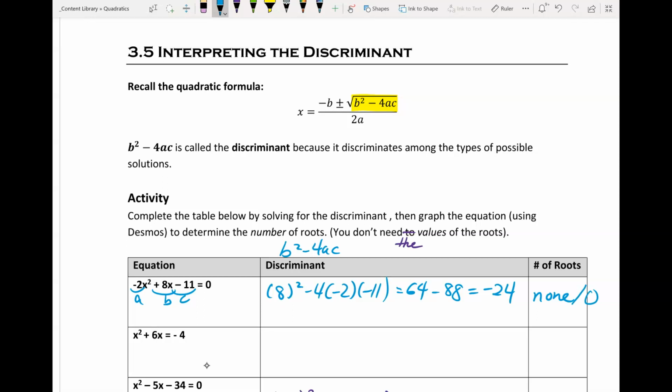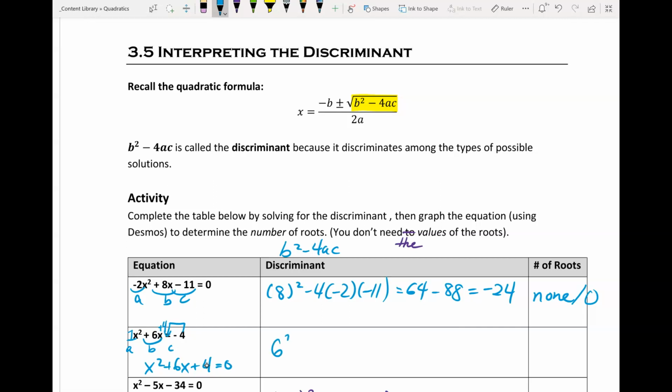Let's do the other one together. We don't have a number in front of here, but there's an invisible one, so that is your a. Your b is going to be positive 6, and then we need to move this negative 4 to the other side. So it becomes positive 4, and that will be your c. So if you want to rewrite this, it's going to look like x squared plus 6x plus 4. Okay, so your a is 1, your b is 6, your c is positive 4.